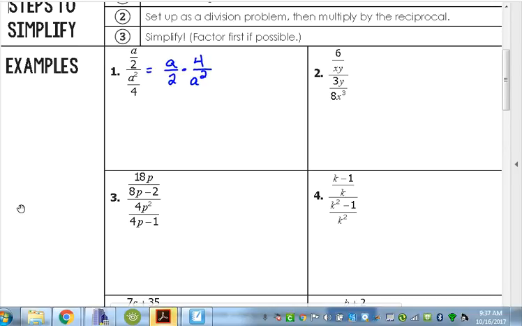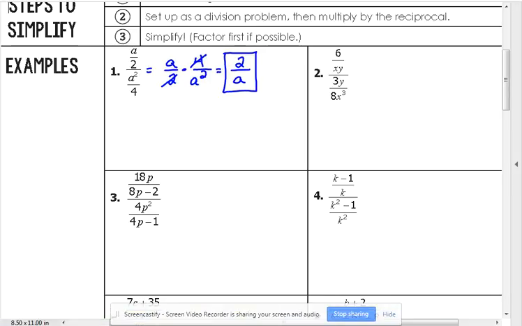a squared. Now with problems like this, all we had to do was simplify anything that showed up in the numerator and in the denominator. So 4 over 2, we can just leave a 2 in the top. A over a squared just leaves an a in the denominator. So that is that complex fraction simplified.